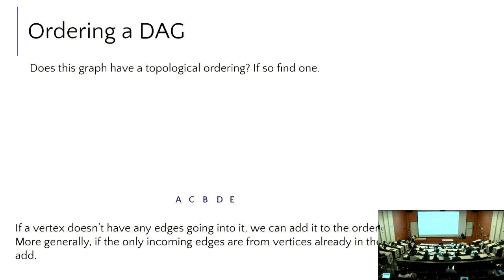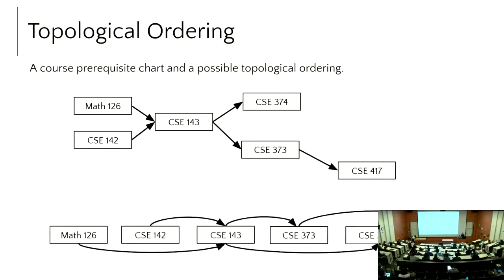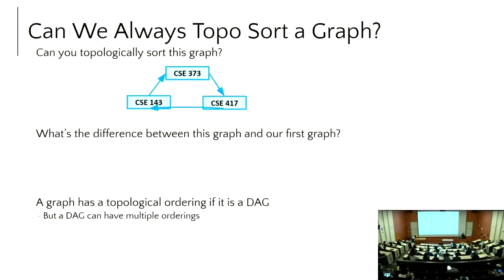So that's one way. There is not necessarily always a deterministic topological sort. Sometimes there can be multiple correct answers. Like I said, it doesn't matter if you take Math 124 or CSE 142 first, as long as they both come before 143. So here is a topological sort of those class prerequisites.